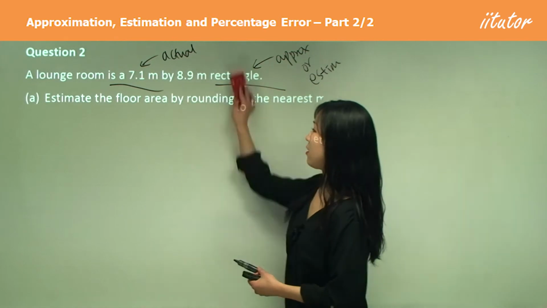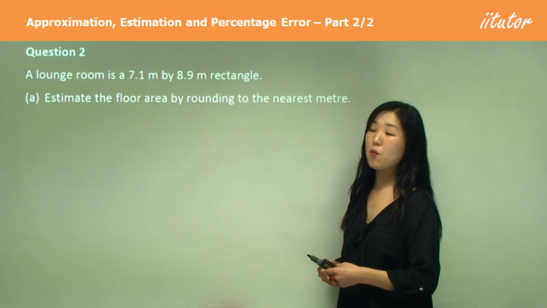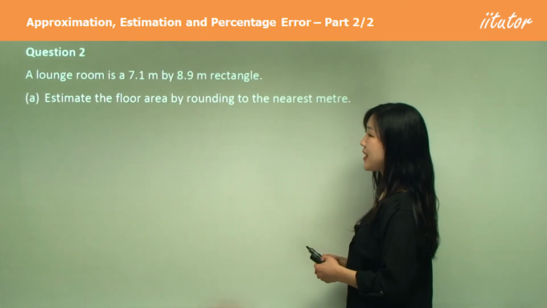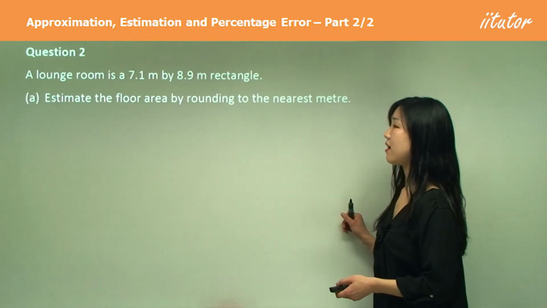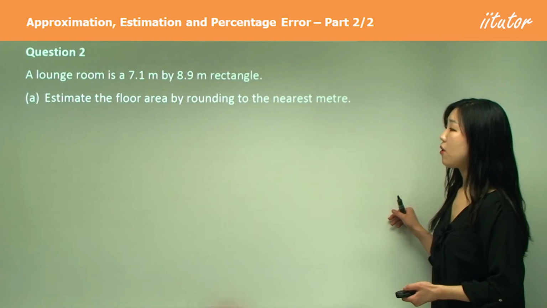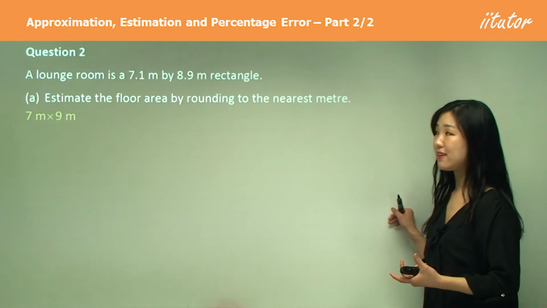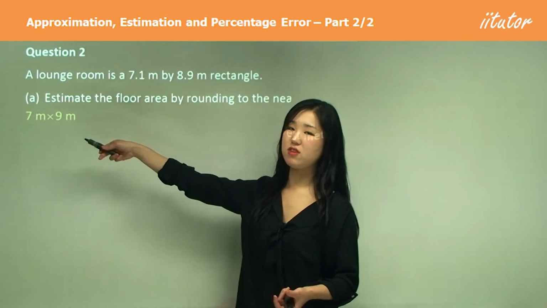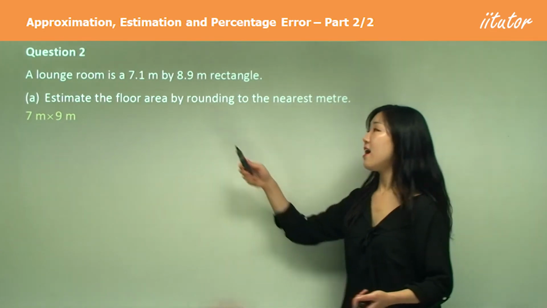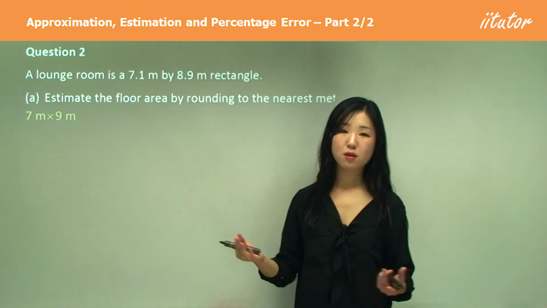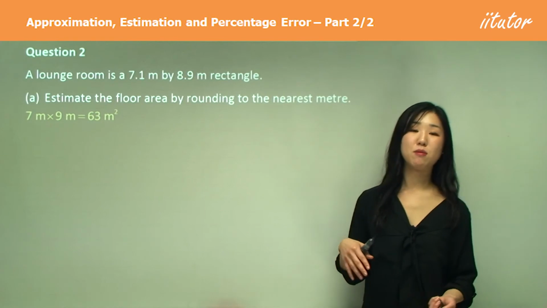Okay, question 2. A lounge room is a 7.1 meter by 8.9 meter rectangle. A, estimate the floor area by rounding to the nearest meter. Okay, so we want to find the floor area. What I'm going to do is simply do 7 times 9, because we're estimating, 7.1 is just close to 7. I'm just going to make it a whole number because I want to make it rough and judgmental by estimating. And 8.9 is just the same as 9. We're just going to be estimating, so we just round to the nearest whole number. And then 7 times 9 will simply be 63 meters squared.